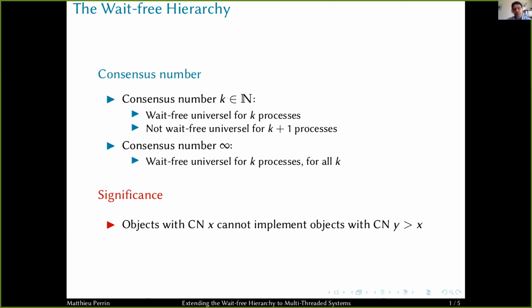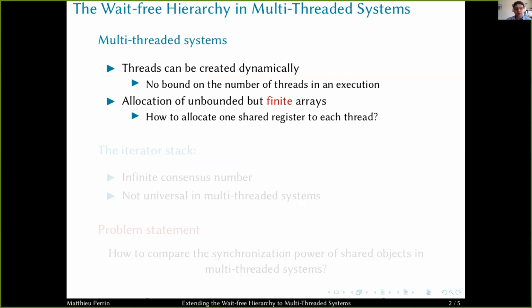An object has consensus number K if it is wait-free universal in a system composed of K processes, but not in a system composed of K plus 1 processes. If such K does not exist, then we say that the object has consensus number infinite. In recent decades, parallelism in multi-core architectures has been abstracted by the notion of threads that can be created dynamically throughout an execution. Although at each time the number of threads is finite, there is no bound on the number of threads that can participate in a long-running execution.